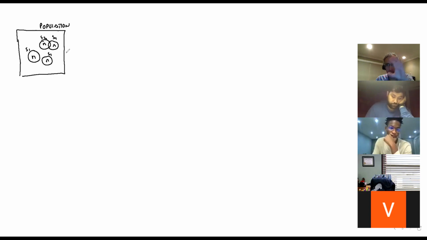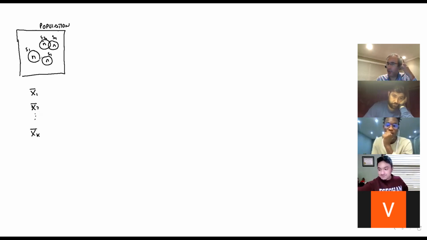Okay, n everywhere. Now, what I can do, guys, is from each of these samples, I can compute the mean, right? You agree with me? So if we have 10 observations, I can compute easily the mean, the average. I can do that for all the possible samples I have created in this population.